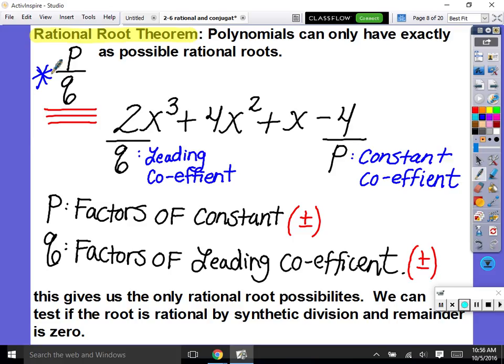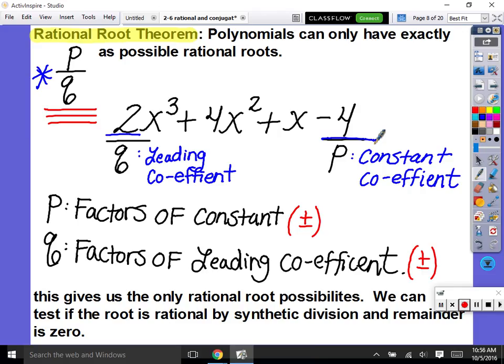Okay, everybody? Now your leading coefficient is going to be Q. So you're only going to look at the 2. That's going to be Q. Now, once again, to use the rational root theorem, P has to be the constant, and then Q will be the leading coefficient. Does everybody understand where P and Q come from?